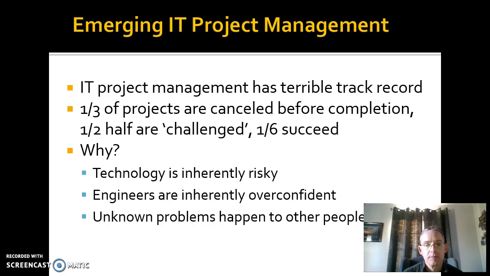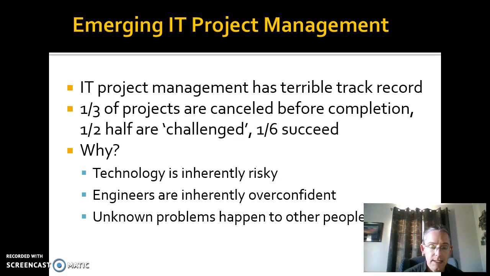Reasons are because managing a technology project is not like something we've been doing for 200 years. First off, it's a relatively new domain set. So it isn't like building a house or building a bridge. We've been doing this for hundreds of years, and you know kind of what the problems are. With IT, it's inherently new, right? It's either a new technology that hasn't been done before, or it's a new technology into an existing business that hasn't had that technology before. So it's risky. Engineers tend to be inherently overconfident, and unknown problems happen to other people, not us.